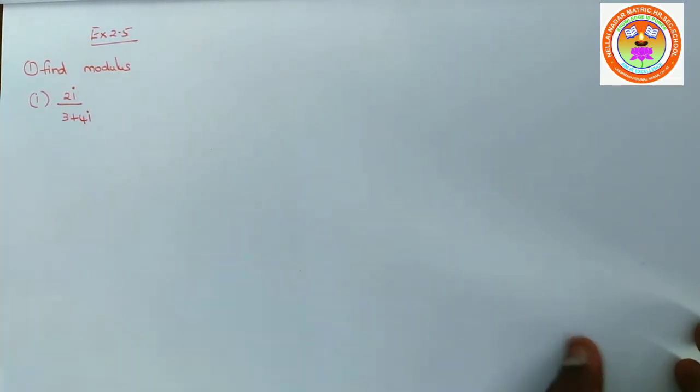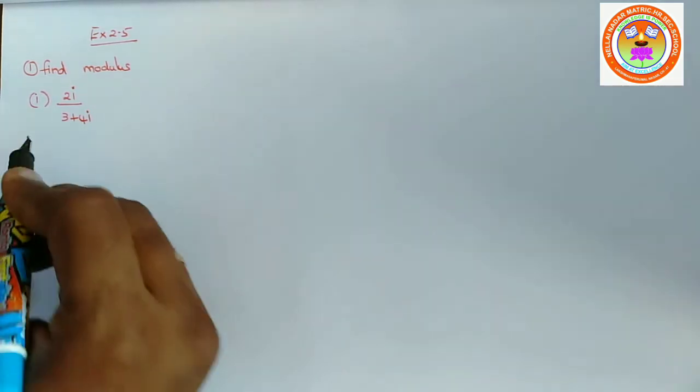Okay students, we have completed the introduction of properties of modulus of complex numbers. After that, we move on to exercise 2.5. The first sum: find the modulus of the given complex numbers, 2i divided by 3 plus 4i, the first subdivision.